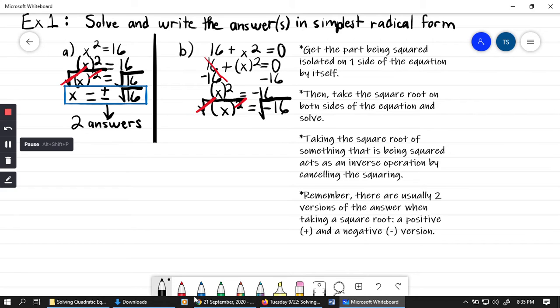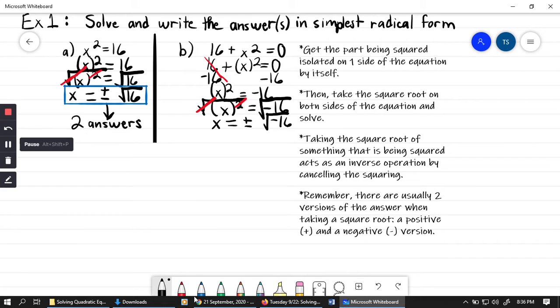Again, on the left side, after that canceling happens, you're left with just x. And on the right side of the equal sign, we've still got the square root of negative 16. Remember that when we're taking the square root, even of a negative number, there are still going to be two versions of our answer, a positive one and a negative one.